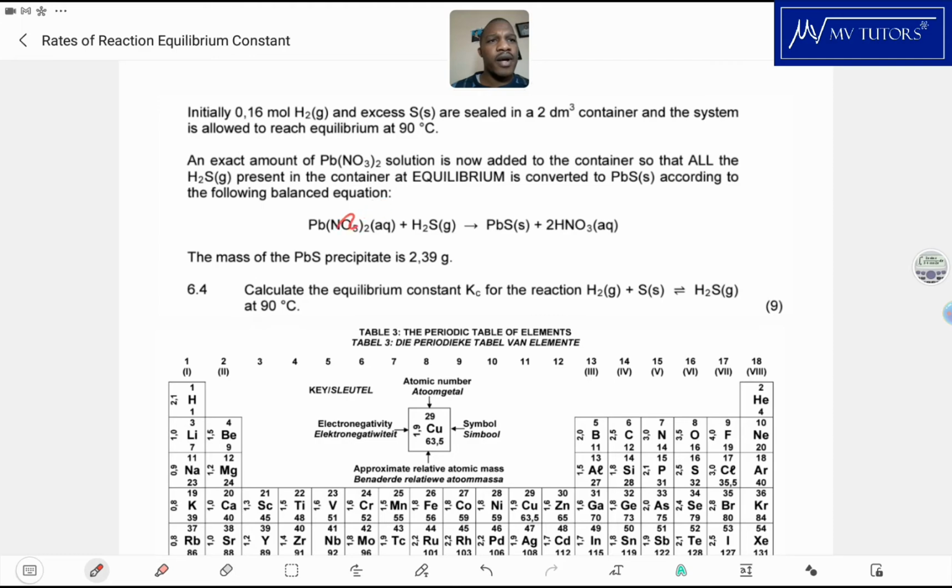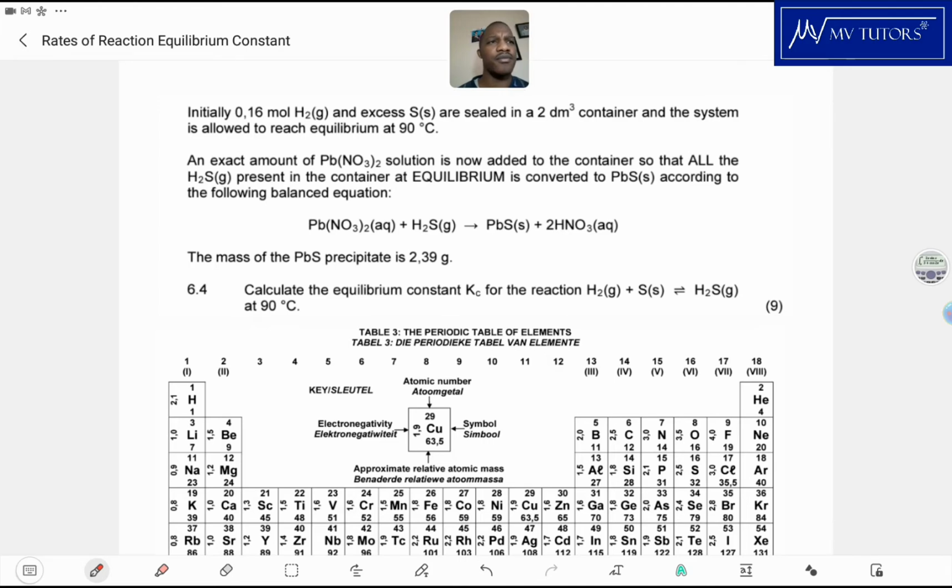According to the following balanced equation. Okay, that's the balanced equation. The mass of the PbS precipitate is 2.39 grams. Calculate the equilibrium constant Kc for the reaction. All right, so we need to be able to use what we have been given in order to solve what needs solving. So let's start here.